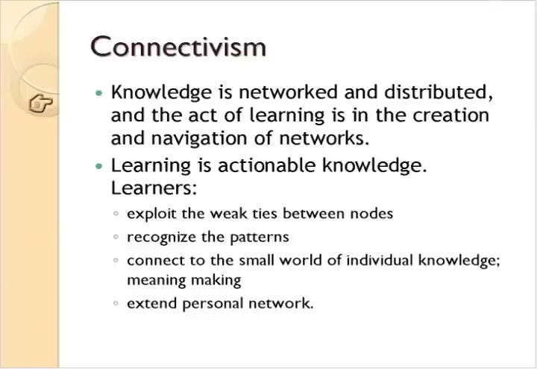Connectivism argues that knowledge is networked and distributed. Learning occurs in the creation and navigation of networks. Roughly speaking, the learning process in connectivist theory is as follows. In the beginning, there are chaos and random initial connections. Organization begins to emerge from weak connections within networks. In the process of learning, weak ties between the nodes in networks are strengthened. Gradually, the nature and organization of various types of information and knowledge are clarified and meaning is created. This is a process of pattern recognition.